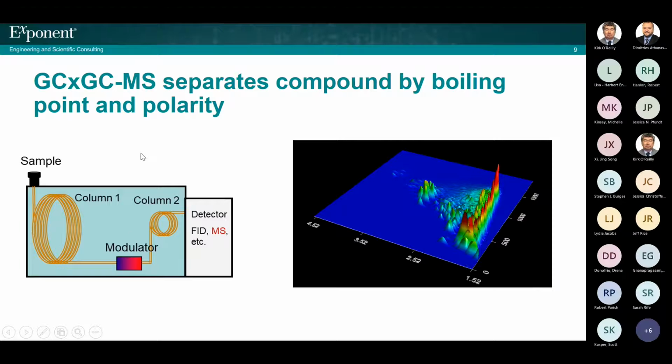But column one is a typical GC column. It goes through a modulator, where it freezes a little bit every second or two as some of the material coming off separates, and puts it on another column. And so what looked like one peak in one dimension, we see as actually multiple compounds. And each one of those peaks then goes into a mass spec, and we can compare them to libraries and come up with what we call tentatively identified compounds. That's our best understanding of what each of those peaks are.